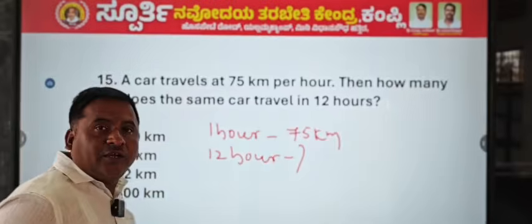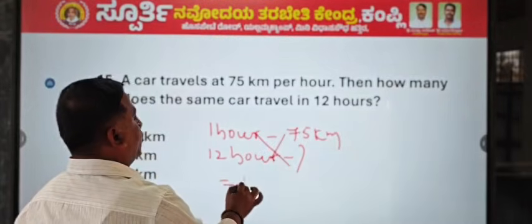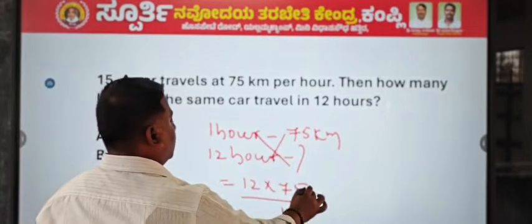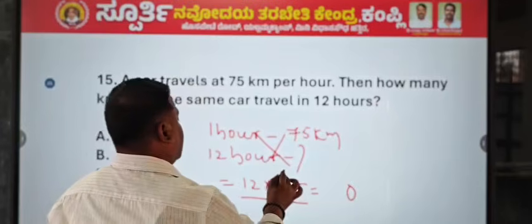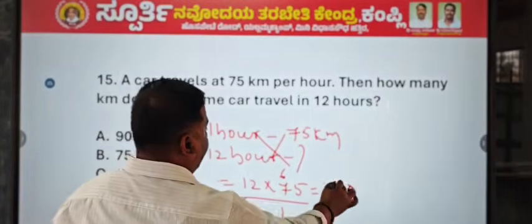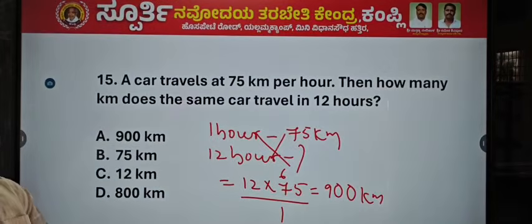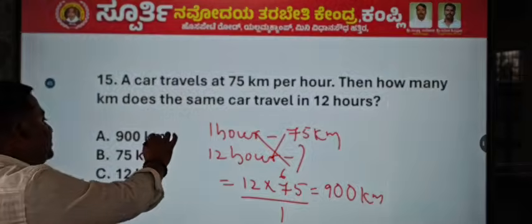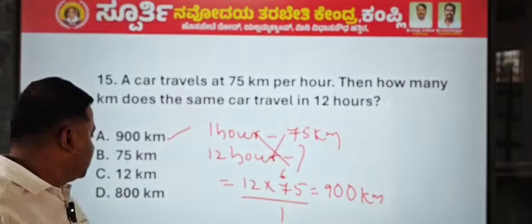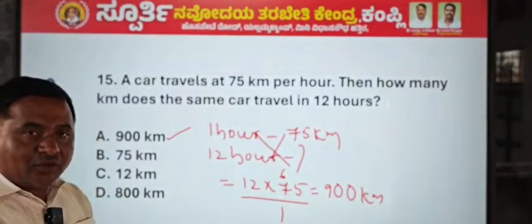Unitary method, cross multiplication. Here 12 into 75 divided by 1. 12 5s are 60. 12 7s are 84. 84 plus 6, 90. 900 kilometer. See, the first option is the correct answer, 900 kilometer. The second option, 75 kilometer, is wrong. Third option, 12 kilometer, is also wrong. Fourth option, 800 km, is also wrong.